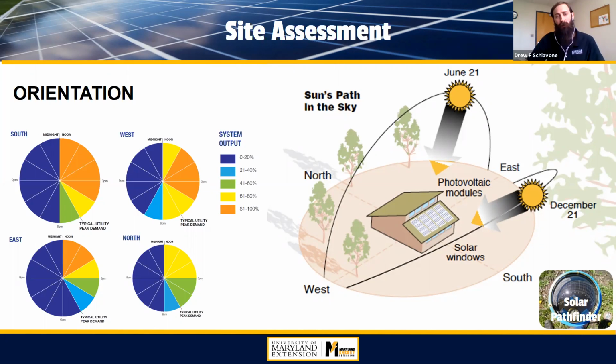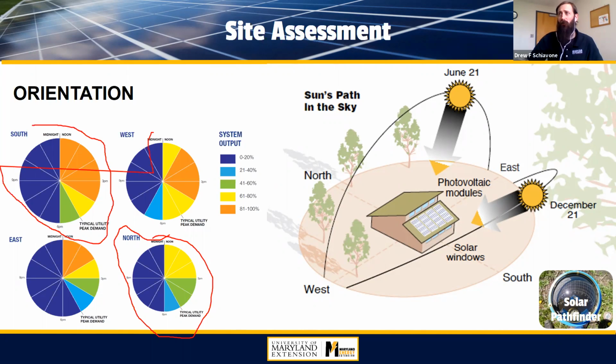You'll see in the pie charts on the left, if it is pointed north, you're really not taking advantage of that southward sun. And so you're not going to get the efficiency levels that you would with a south example. So in the south example, if you have your panels pointed southward, you'll get the highest efficiency. You're going to maximize that solar radiation that's coming into the panel.